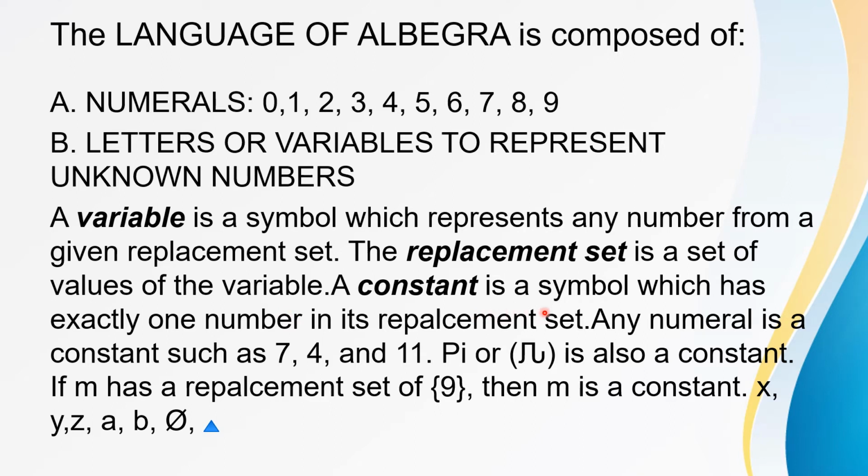A constant is a symbol which has exactly one number in its replacement set. Any numeral is constant such as 7, 4, and 11. Pi, or this symbol for pi, is also a constant. If m has a replacement set of 9, then m is constant. X, Y, Z, A, B, and null set. These are constant. Symbols or signs.